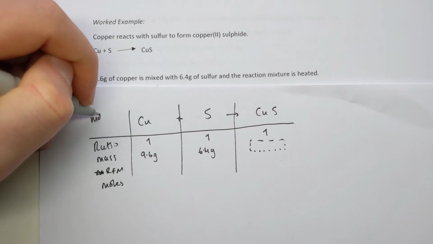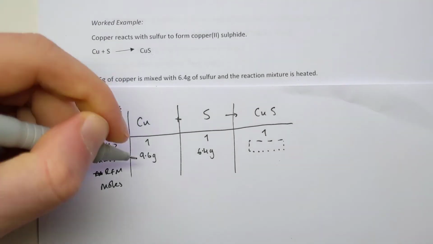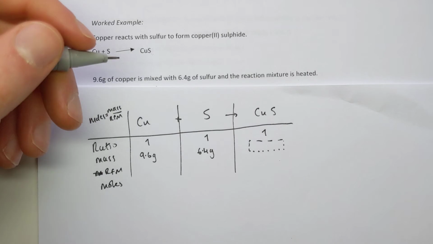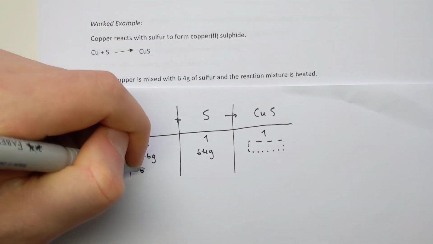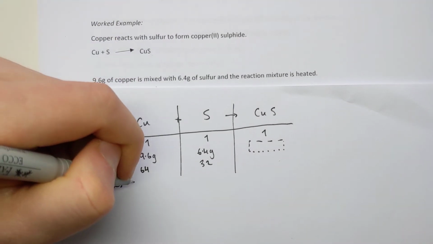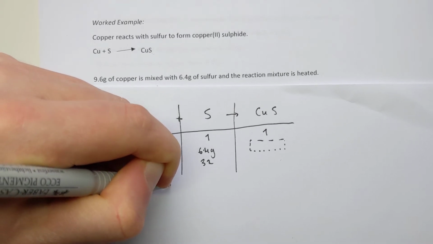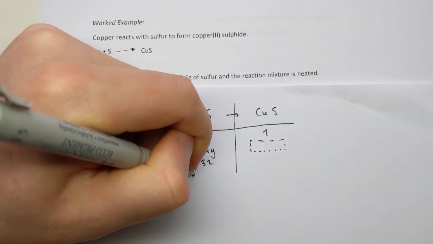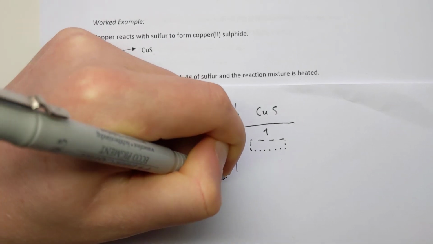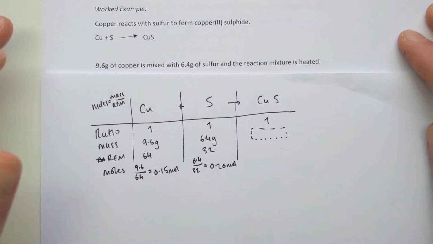Remember, moles equals mass over RFM. So I need my RFM to work out the moles first. Now RFM just for an element is just the atomic mass number. So for copper it's 64 in the periodic table and for sulfur it's 32. So to work out the number of moles of copper, I'm going to do 9.6 grams divided by 64. That is 0.15 moles. And for sulfur, I'm going to do 6.4 grams over an RFM of 32, which gives me 0.2 moles.